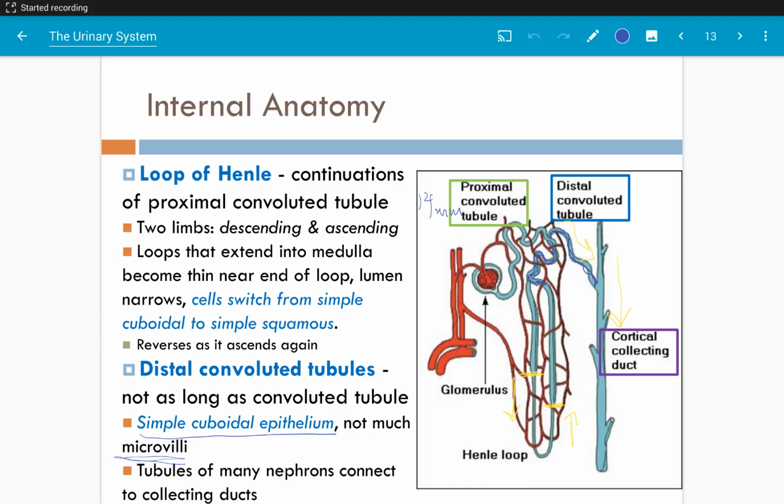Friday, April 21st, and we stopped on slide 12. So we're just going to continue with slide 13, and it's just more of the anatomy of the nephron. And let me just erase this a little bit.